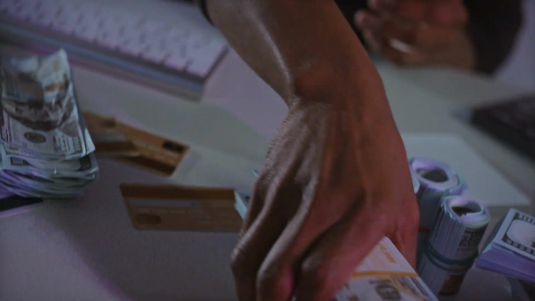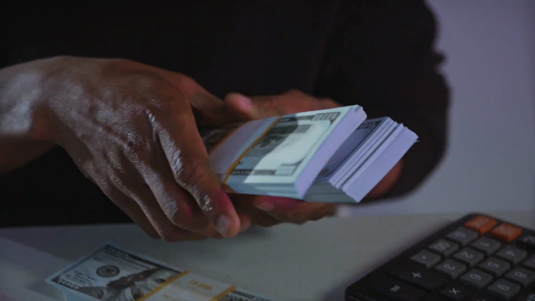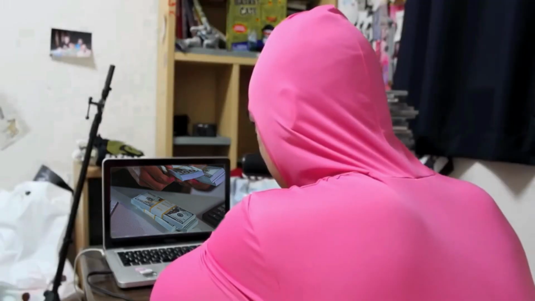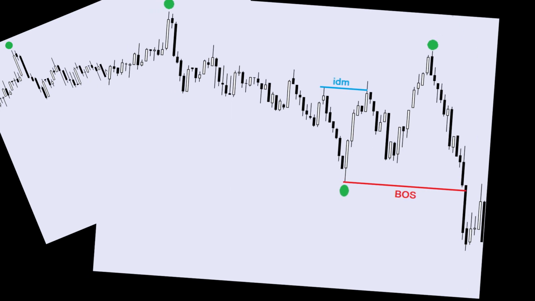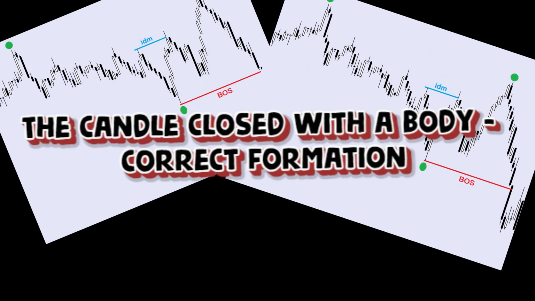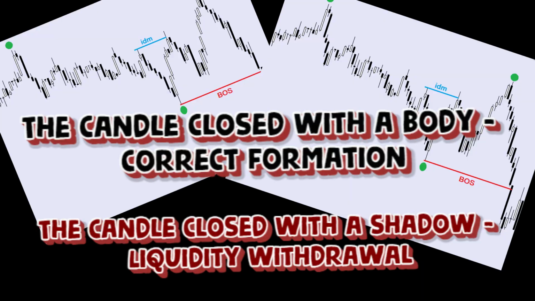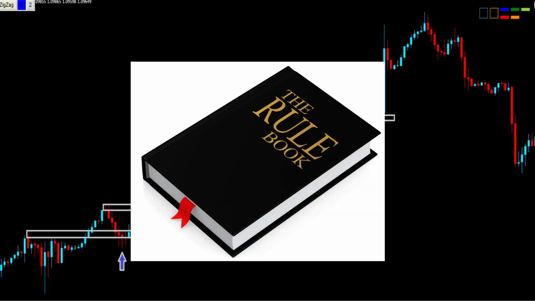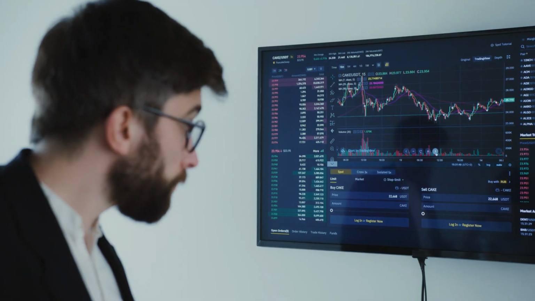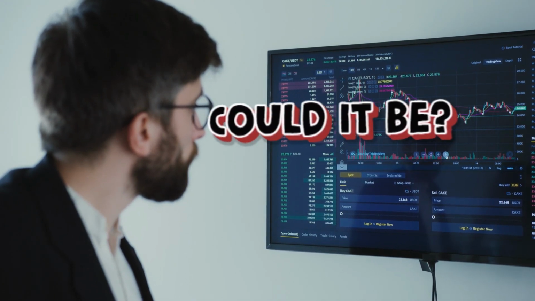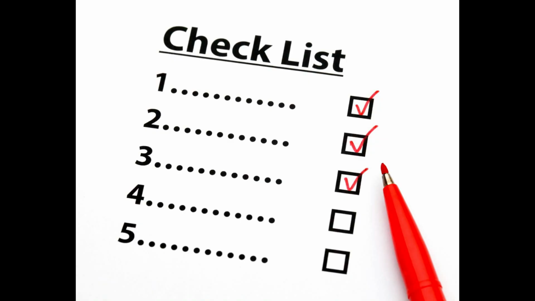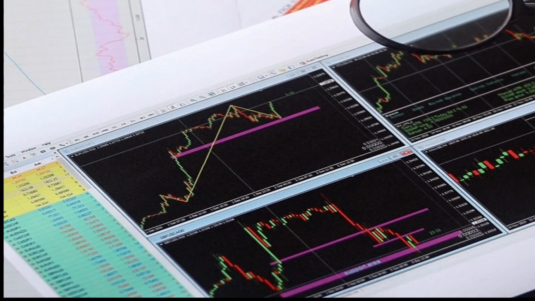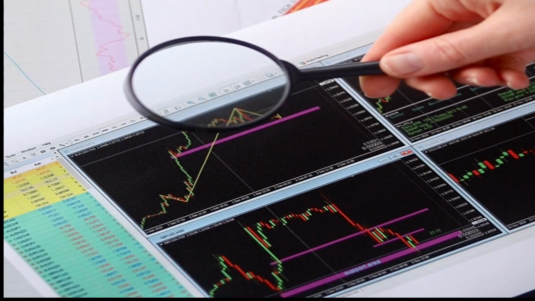At one time, I paid quite a small amount for this information, and today I give it to you absolutely free. I don't know how you'll feel about it, but I can say with confidence that these definitions of BOS and CHoCH have strict rules for their definition, and this is precisely what gives an advantage over other strategies. What makes any strategy profitable is its strict rules. You should not have a question at the moment of formation of the pattern: could it be, or is there really an entry point here? Everything should be written down on your checklist, defining a zone and forming a formation, rules for entering and exiting a trade, and nothing more.